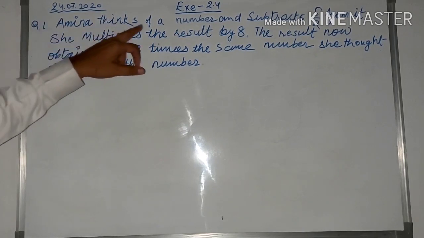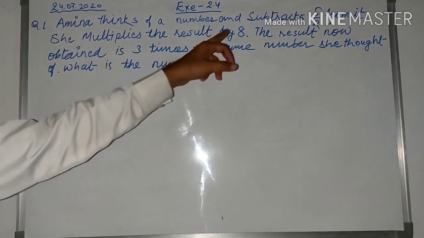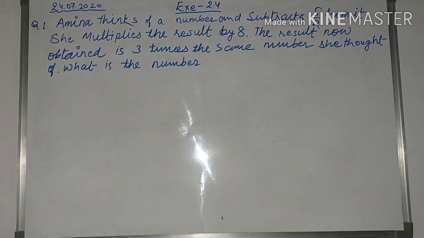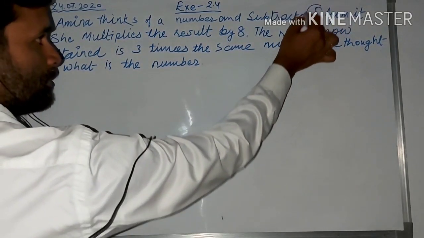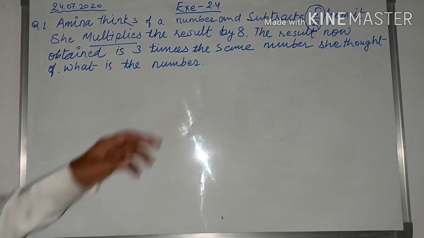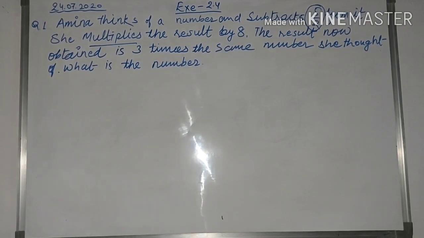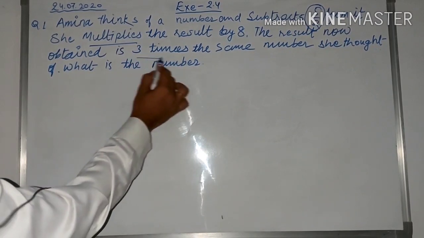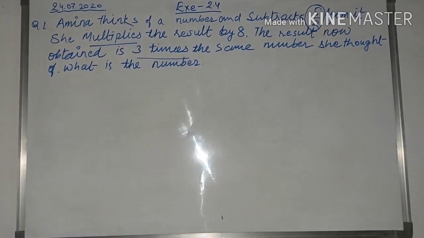A number is thought of, and 5 upon 2 is subtracted from it. The result is multiplied by 8, and the result obtained is 3 times the same number. Let's start the solution.